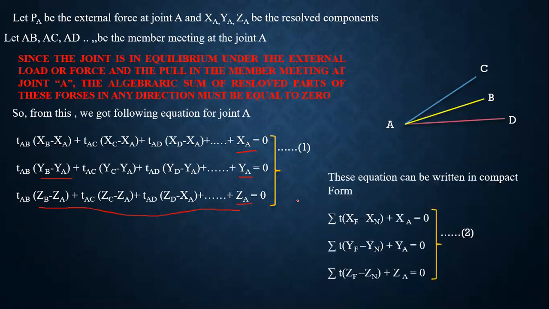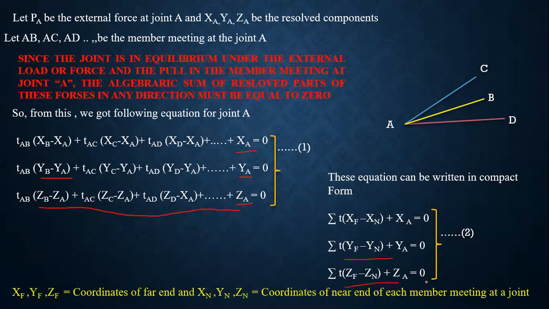Okay, we can write this in compact form. This is summation of t (XF minus XN) plus XA, same as for the Y and Z. The F and N are the far end and the near end coordinates of each member meeting at a particular joint. So this equation we use to analyze the space frame.